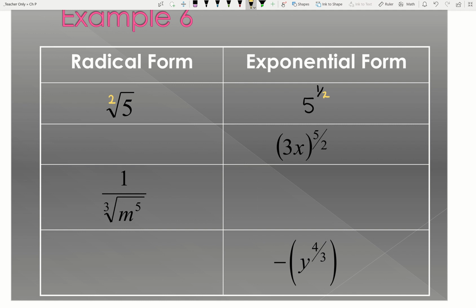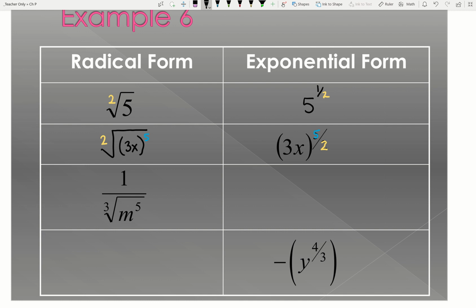Over here in exponential land, in that next example, I notice that the bottom number is going to be a 2. That's how I know that the index over here in radical land is going to be a 2. And I can go ahead and rewrite this as that base of 3x raised to the number that was on top of my fraction, which here is just simply a 5.